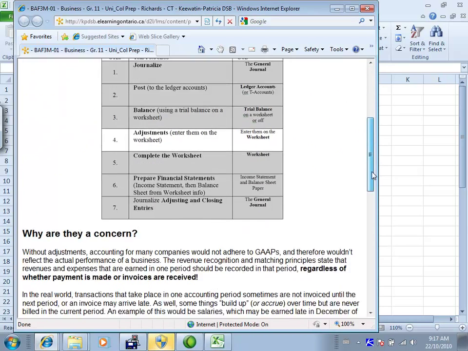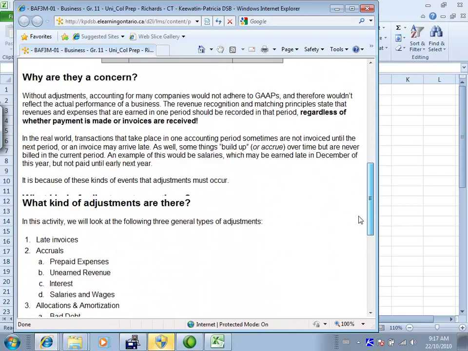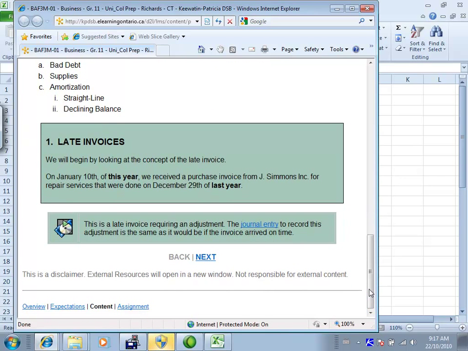That's what they're for. And if you scroll down, you should read all the content, but I'm going to take a look at most of the examples here. The first one they talk about is a late invoice. So for example, this company on January 10th got an invoice for work that was done the previous year, on December 29th. And so this is a late invoice. It's not in time for the books and the statements for last year's accounting statements, but it's received in January this year. So the journal entry would look like this.